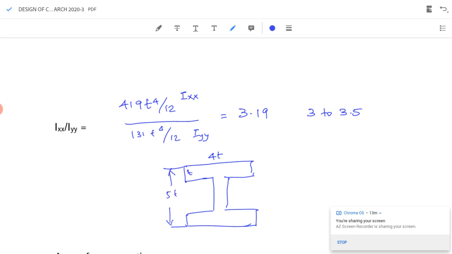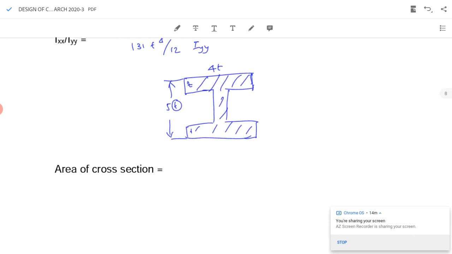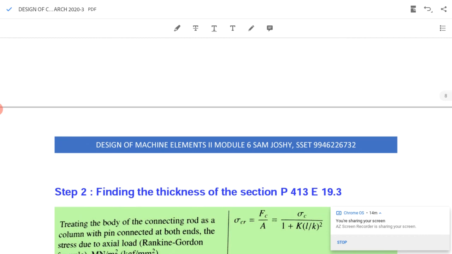No, these values are equal to t. Okay. So this is the section. Now the only unknown in this value is t. If we can find the value of t, we can find all these dimensions. So our next step is to find the thickness of the section.